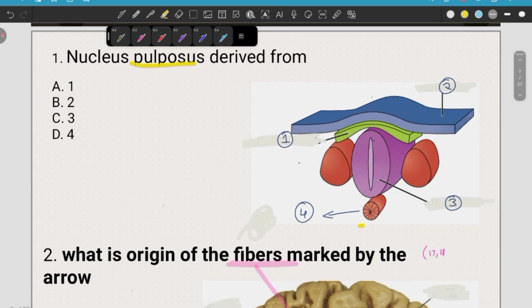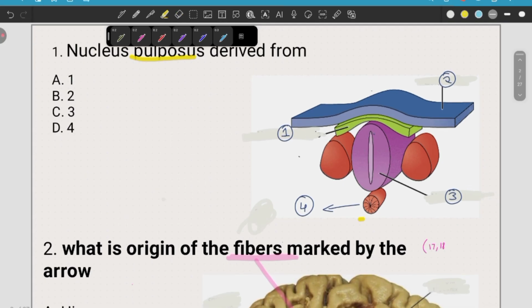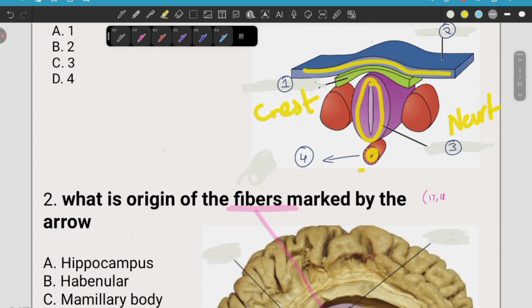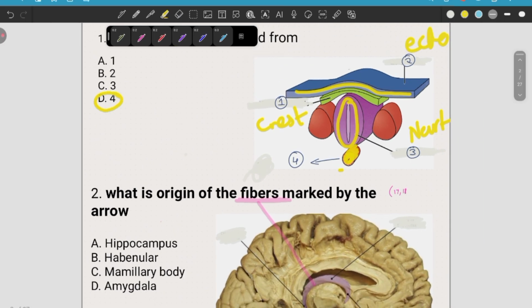So we have to know which is the notochord in this diagram. First, 2 is the ectoderm. Next, 3 is a tube-like structure, so it is the neural tube. The next one is the neural crest, neural crest cells. Whereas 4 is a cord structure, hence it is the notochord. So here the answer will be notochord.